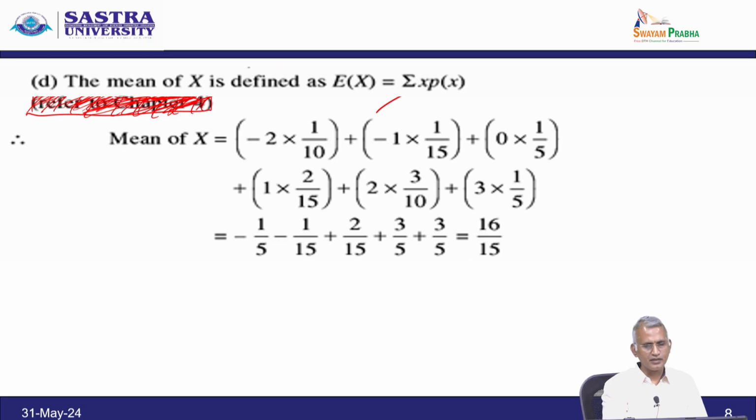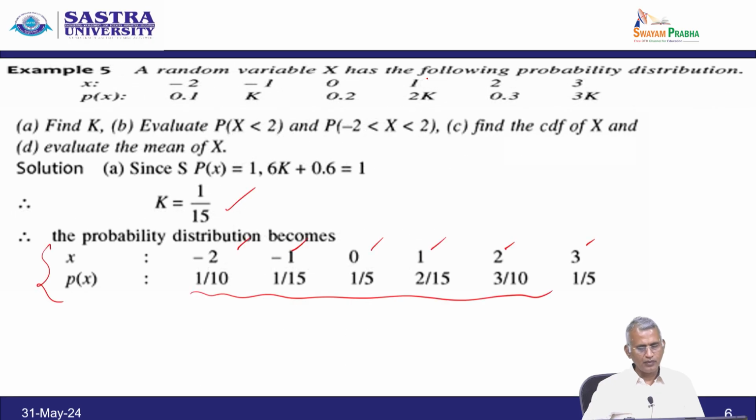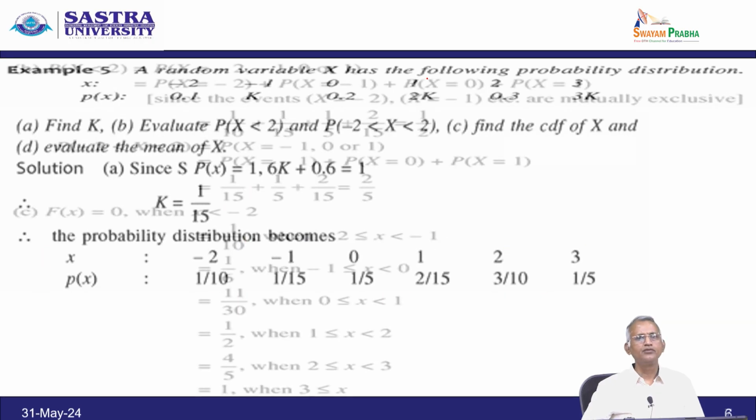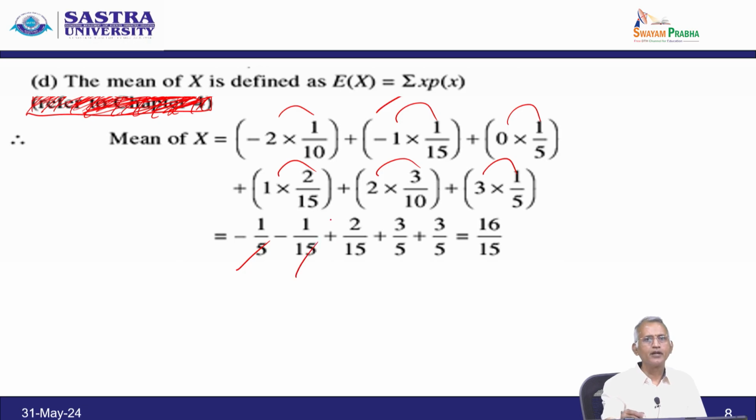So, the mean of x is nothing but x taking the values -2, -1, 0, 1, 2, 3. This is the table value that is given here. Therefore, the rule is x into P of x, the corresponding P of x value is also found, and substitute it so that from the table you can get the value. So, we have -2 into 1 by 10 is -1 by 5, and -1 by 15, 2 by 15, 3 by 15, 3 by 15, equal to 16 by 15.